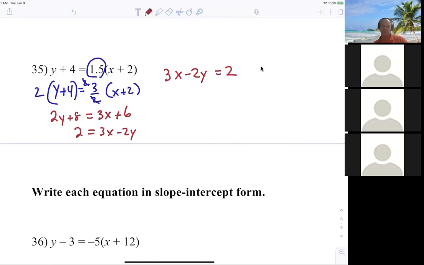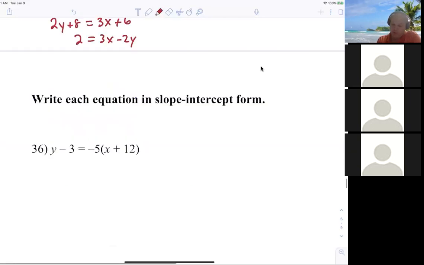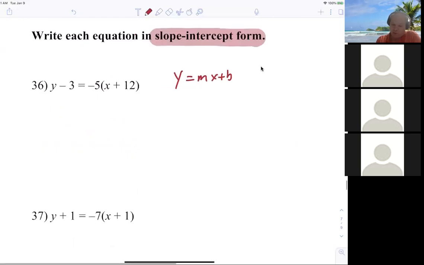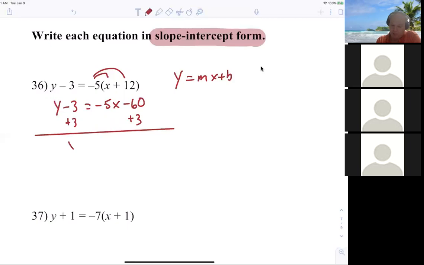All right, now they're just going to go through again, slope-intercept form now. Slope-intercept, you just have to convert it to y equals mx plus b. So now we distribute the -5. And then all you do is you add 3. So now y equals -5x minus 57. Right? Everything's got to be written in slope-intercept form this time, which is y equals mx plus b.